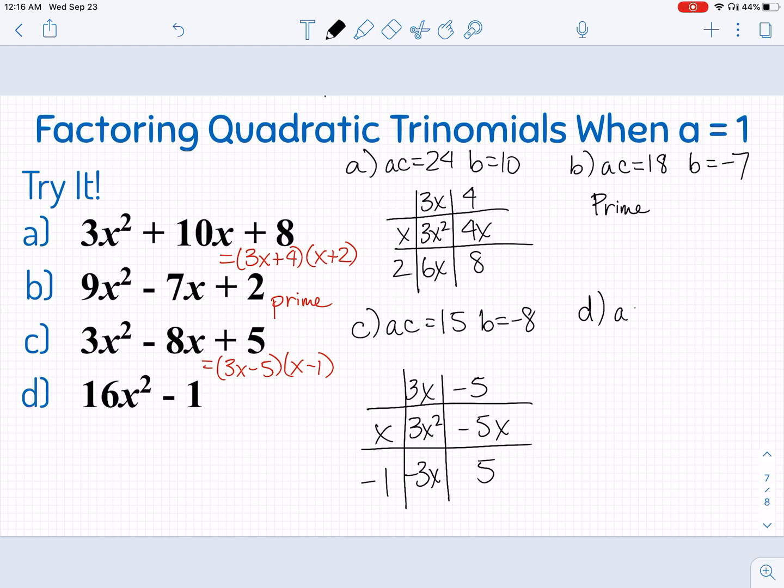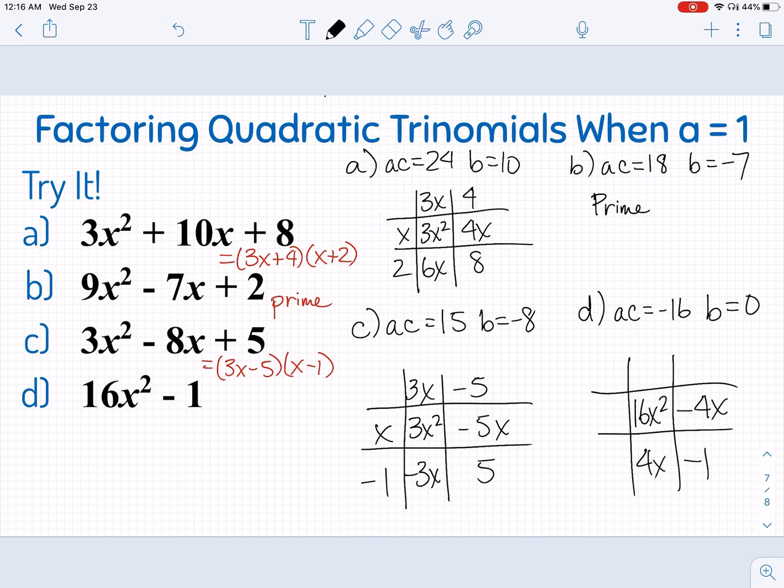Last question. So my AC is negative 16 and my B is 0. So I'm going to set up my box. I'm going to say 16x squared and negative 1. And my factors are 4x and negative 4x. So I'm going to take the GCF of each row and each column. So I get that my answer should have been 4x minus 1 and 4x plus 1.